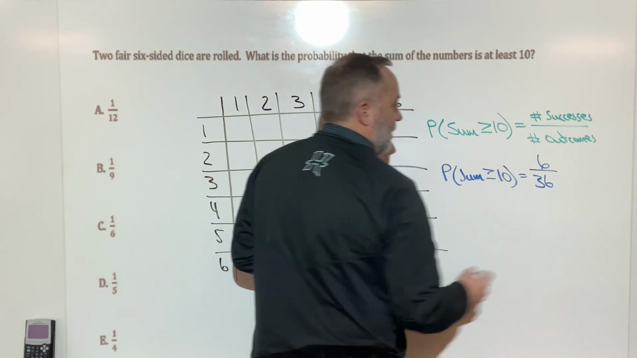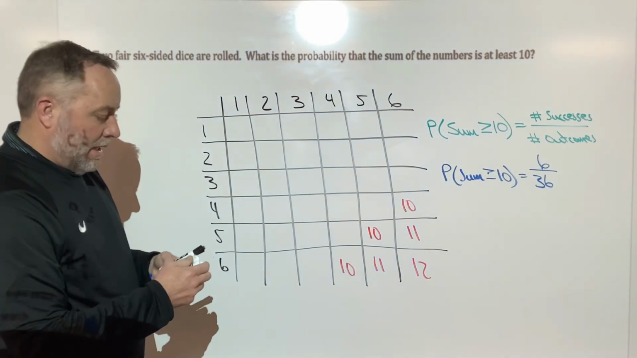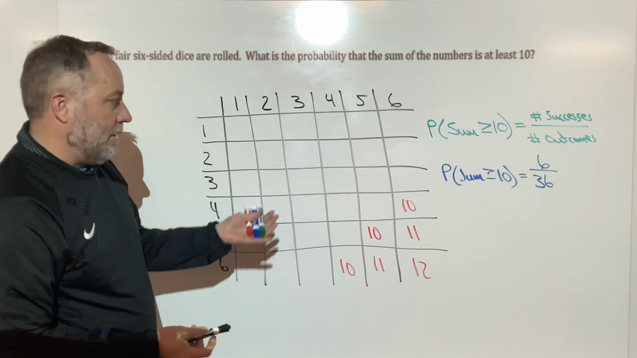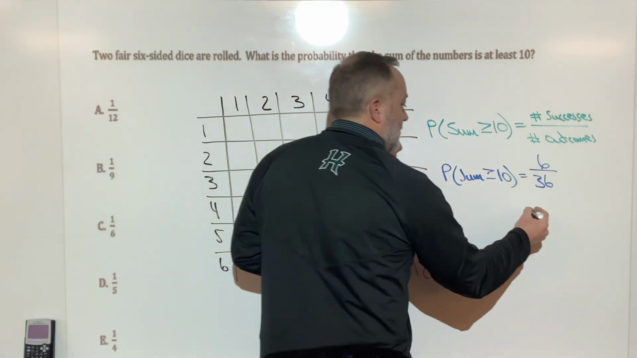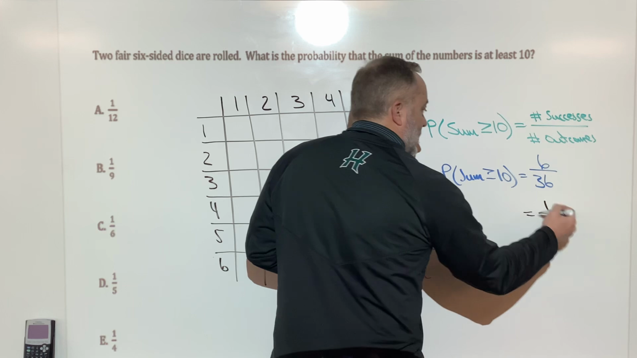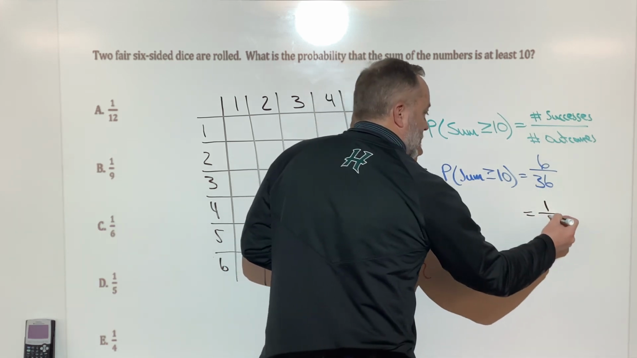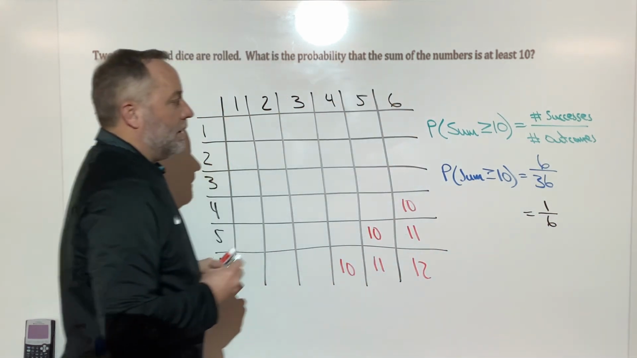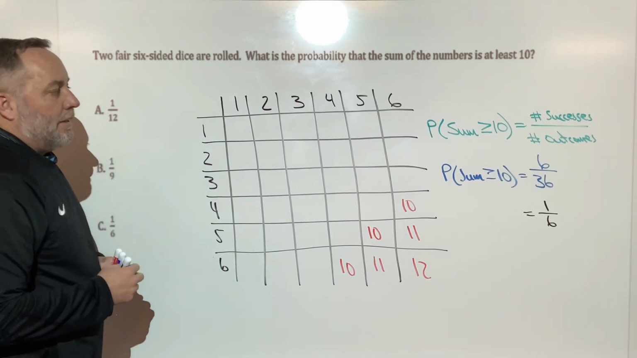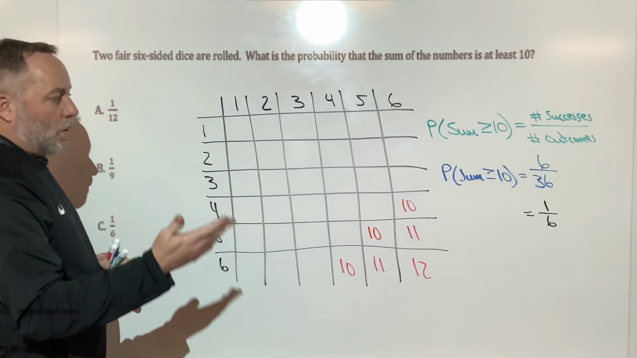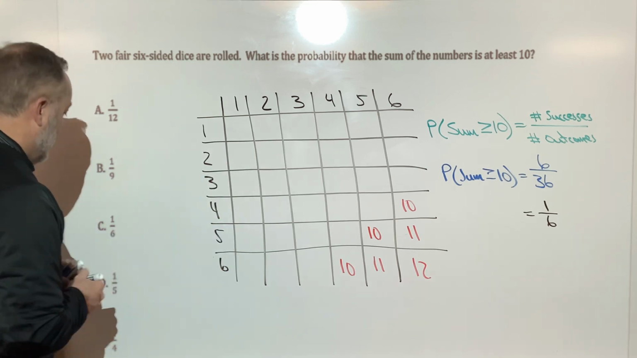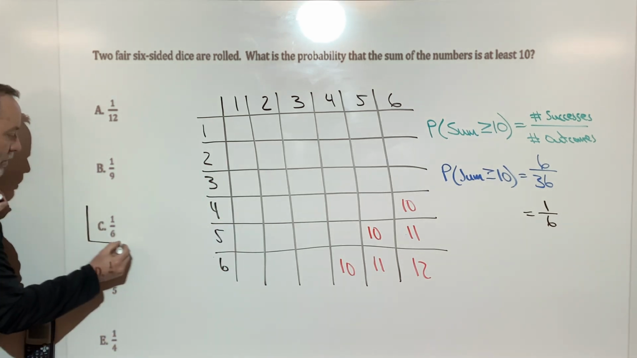And so our probability is 6 over 36. And we just want to simplify that. You can take a 6 out of both of those. 6 out of the numerator is 1. 6 out of the denominator is 6. So our probability that when we roll two dice, the sum that we get is 10 or more is 1/6. And we can find that in choice C.